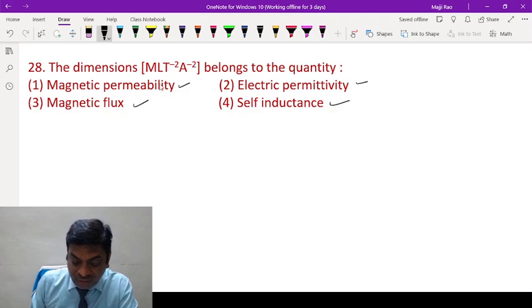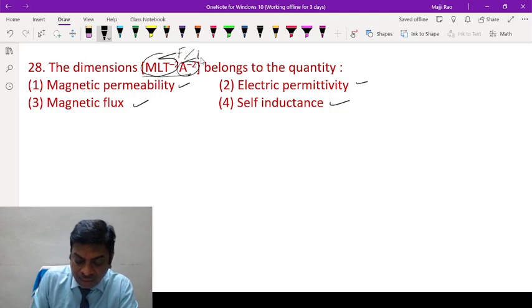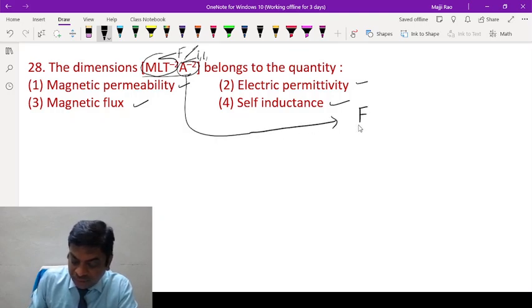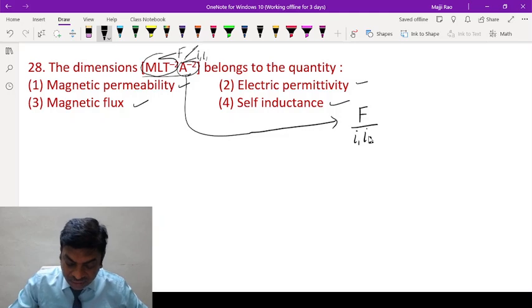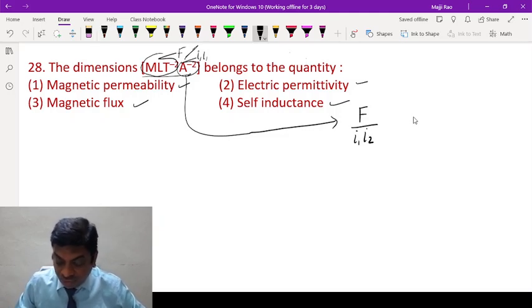So here we have to use a little bit of observation, and observation shows that MLT power minus 2 stands for force and A stands for current. So upon A square means upon I square, or upon I1 I2. So this quantity must represent some force upon I1 I2. So based on this, we can think of a formula.